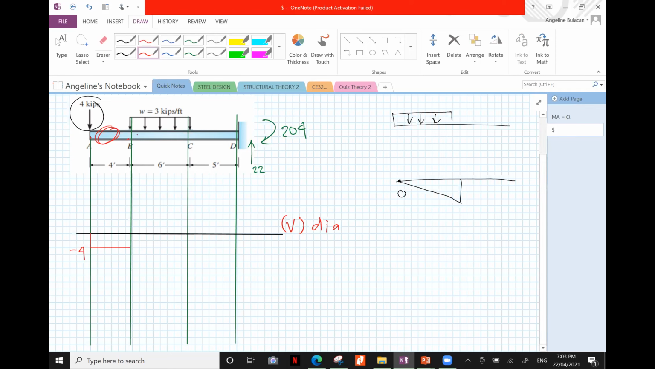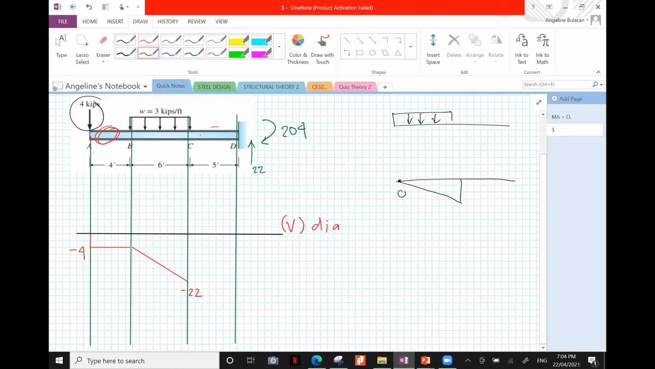Now, from point B to point C, meron tayong 3 kips per foot na uniform load, no? So, again, magko-cause yan ng abrupt change. So, yung negative 4 mo, i-add mo yung area nito. Pababa yan, so negative din yan, no? Minus 3 times 6, so negative 22. So, again, gradual yung change ng uniform load. So, ganyan yung mangyayari. So, negative 22 dito.